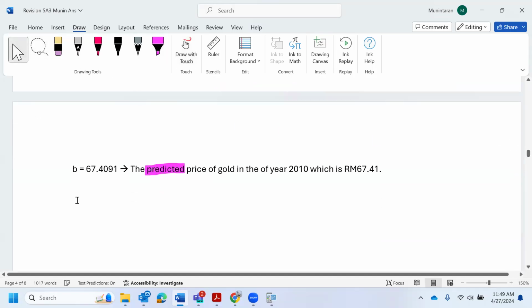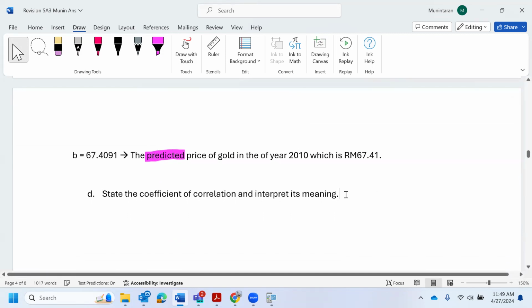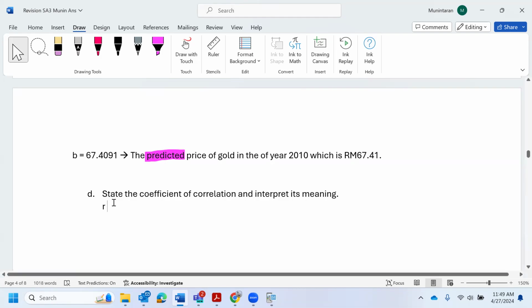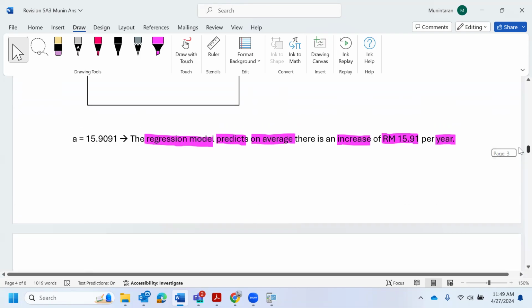All right, next, let's move on. State the coefficient of correlation and then interpret. Be careful, they're all the same. Don't get confused and put the wrong value in the wrong place. Coefficient of correlation is actually your R value.